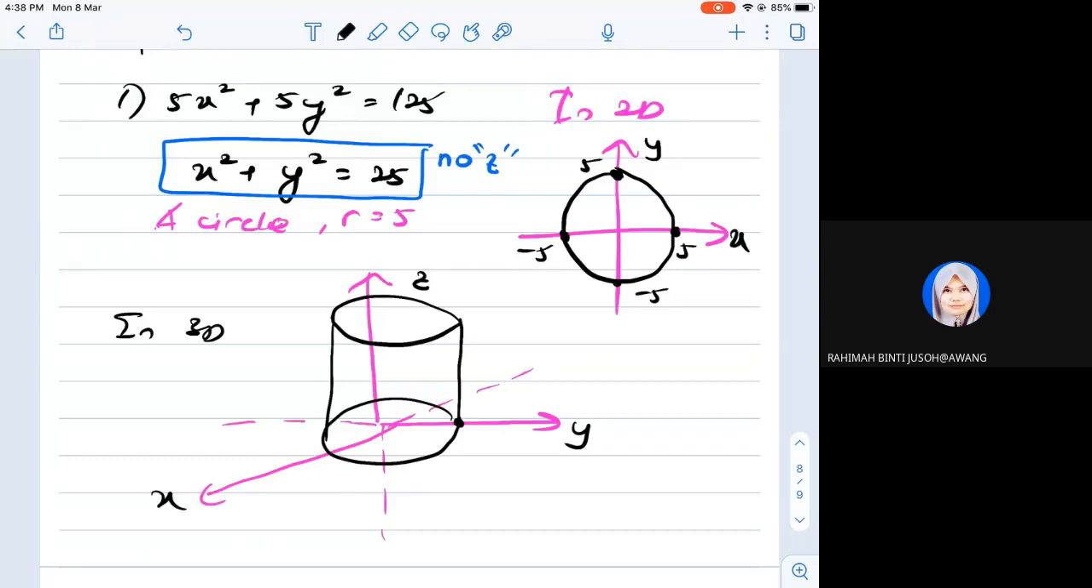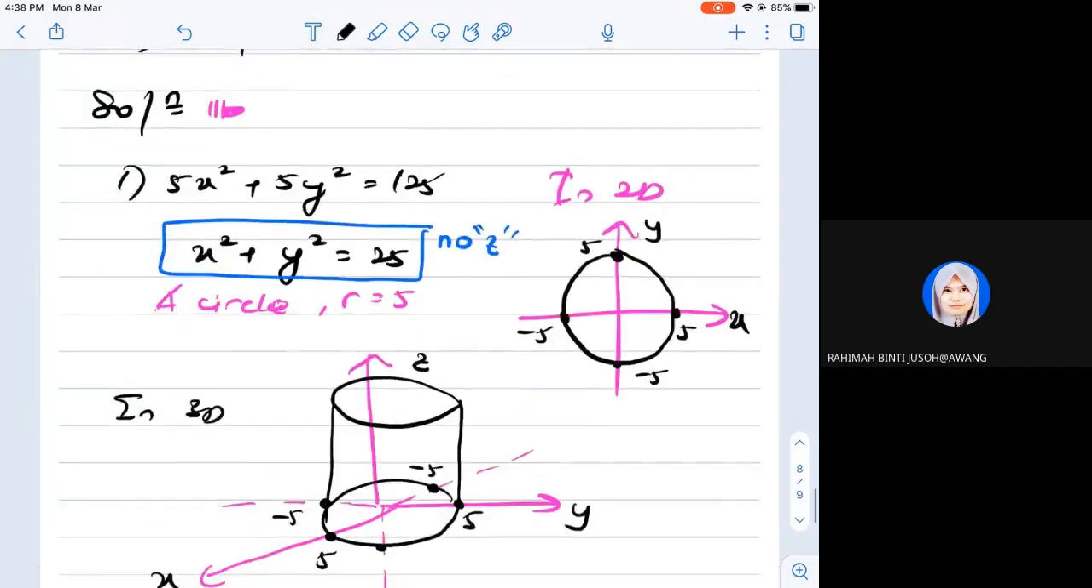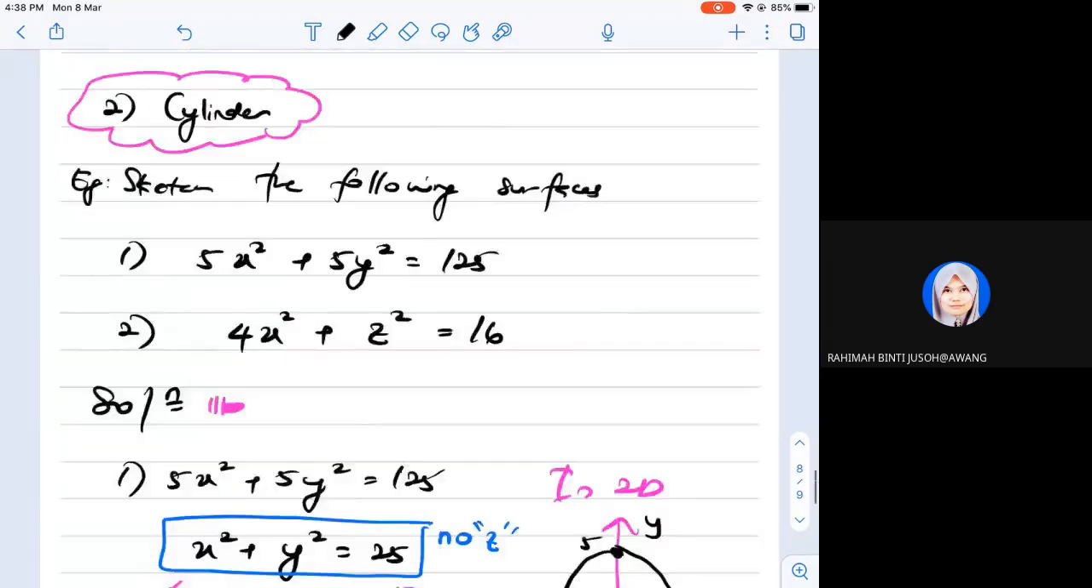Alright, so that's the cylinder. Here is 5. Here is -5. -5 kat situ pula. Salah. -5 kat sini. Here is 5. Ni pada tapak. Oops, sorry. Belakang ni -5. Macam tu. Okay. So that's your cylinder lah. Number 2.